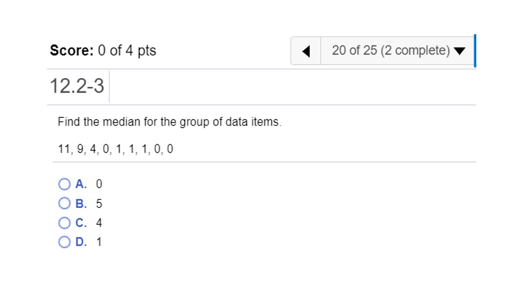Here in number 20, we want to find the median. Median means the number in the middle. The only way we can tell if the number in the middle is really in the middle is to put them in order from least all the way up to greatest.